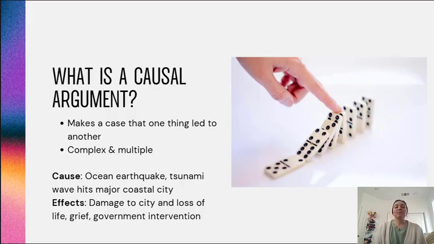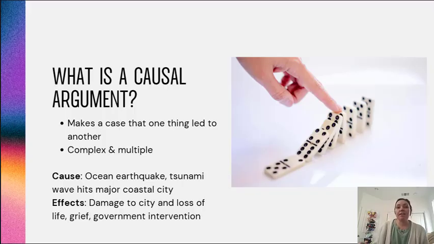Now, here is maybe a simpler causal argument, right? If there is an ocean earthquake, that can cause a tsunami wave to hit a major coastal city. That's pretty cut and dry. We know that the tsunami is a result of this earthquake in the ocean under the Earth's surface.